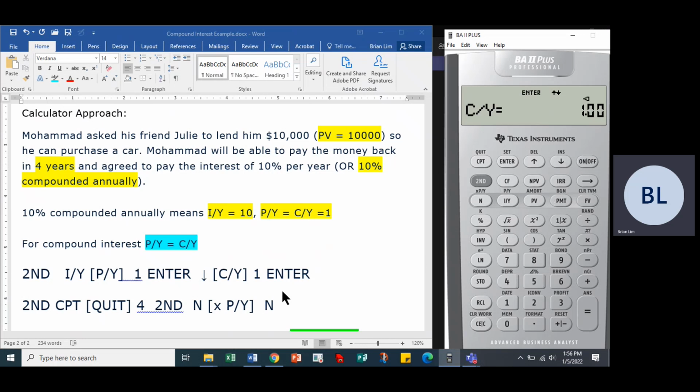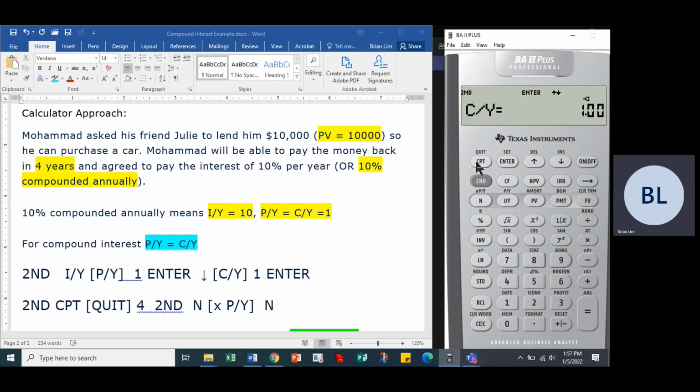So how do we get out of here? Well, we have to use the quit command, and now it is above this CPT, so it means we have to use the second command. So we use second CPT, and that gets us out of this menu that had the PY and the CY. Okay, remember? Second IY put us into PY and CY, correct?